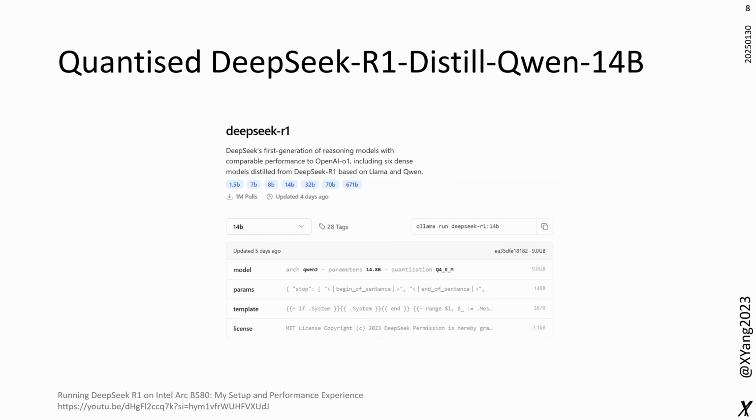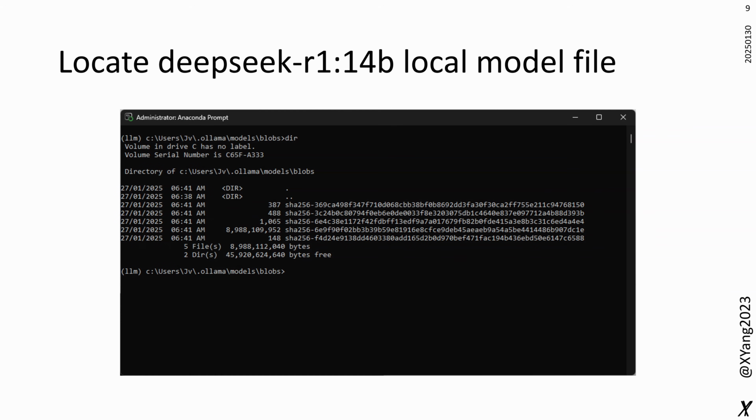In my last video, I documented my thought process in selecting the DeepSeek R1 14B model with 4-bit quantization for the Intel Arc B580 GPU. For a fair comparison, I used llama.cpp with the same Ollama model as in the previous video. The largest file in the blobs directory is the DeepSeek R1 14B model with 4-bit quantization.